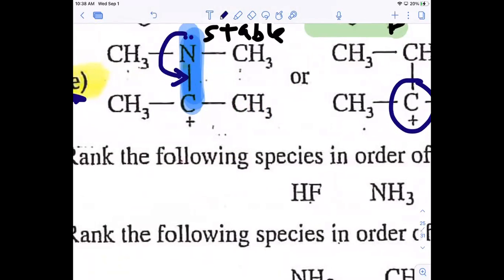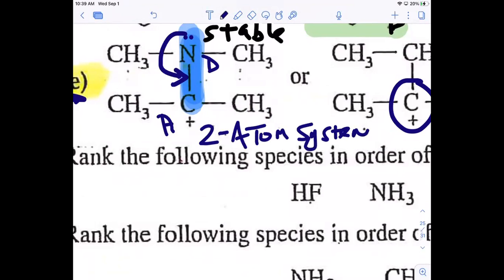You see how the nitrogen has the lone pair and the carbon has the charge? So this is your acceptor, and this is your donor. So this is an example of a 2-atom system. All your other patterns are 3-atom systems.